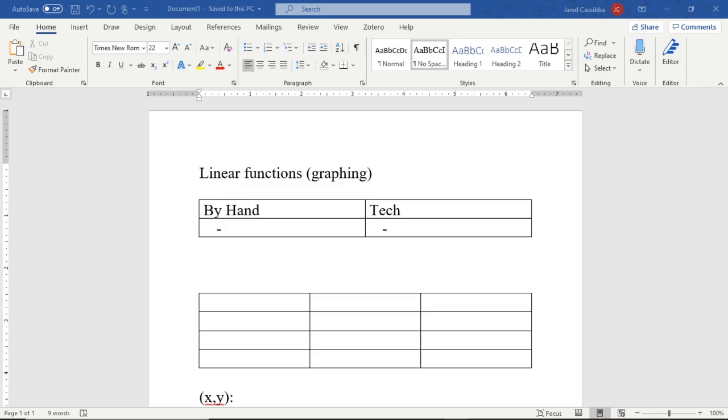Today we're going to work on graphing linear functions. In previous videos we went over how to make linear functions and how to solve them. This is how to graph them. There are two ways to graph these. One way is by hand. Another way is technology. The technology I'm not going to show you, but I will talk about.